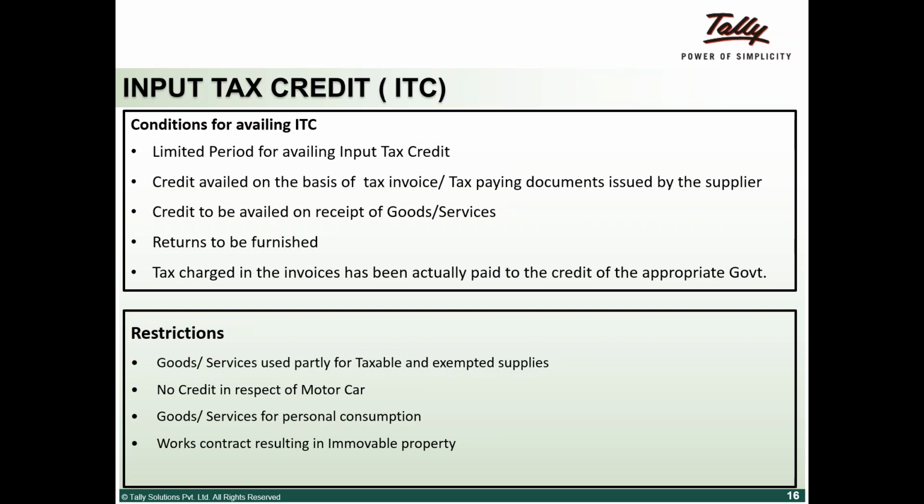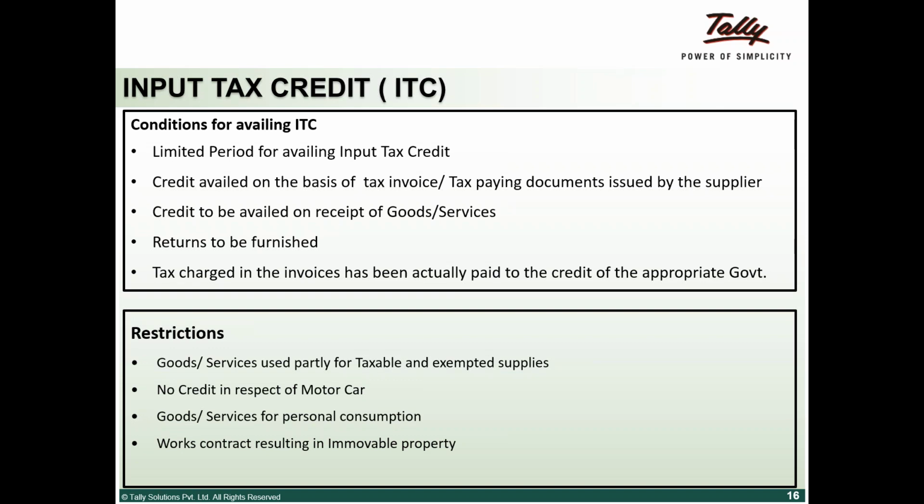Basically, there are conditions for ITC credit. You have a limited period to avail the input credit, that is 1 year as of date. The credit is availed on the basis of a tax invoice; you need to have a tax invoice or tax paying document issued by the supplier. So that document is very much required for you to avail the credit. Credit is to be availed on receipt of the goods. If the goods are received by me, only then will I be able to claim the input tax credit.